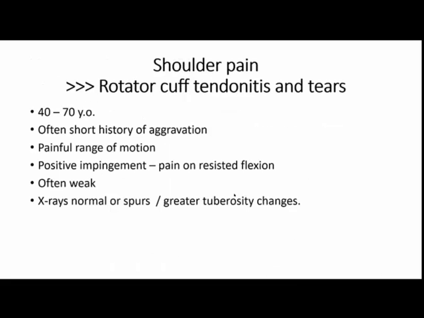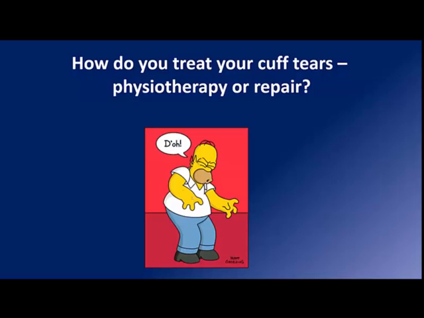So the main topic today is rotator cuff tendonitis and tears. This is the classic customer, the 40 to 70-year-old, often with a short history of aggravation, but often longer, a painful range of motion, often a positive impingement sign or pain on forward elevation in the front of the shoulder, particularly if resisted. They're often weak in external rotation, particularly with the arm by the side. X-ray is often quite normal, or will show some changes of the greater tuberosity, which would indicate a longer-term injury.